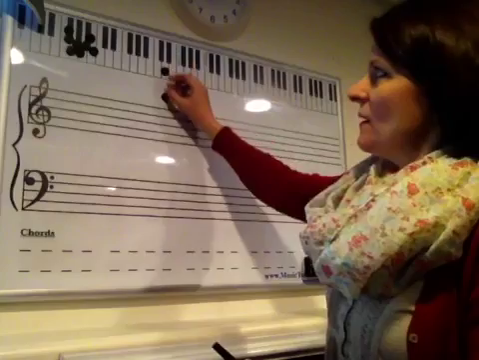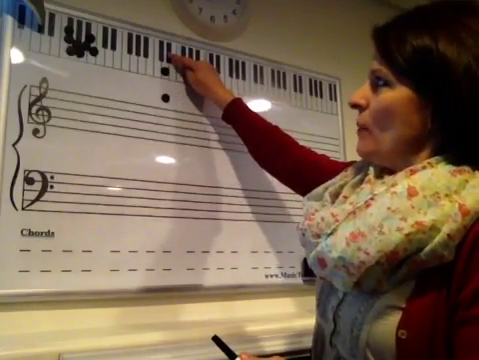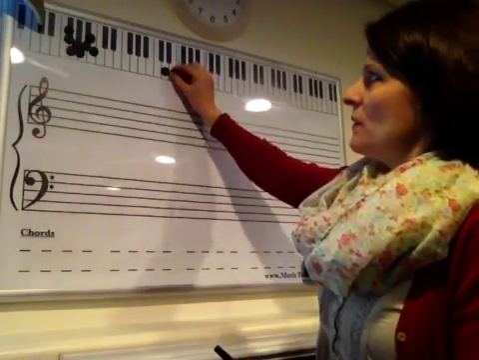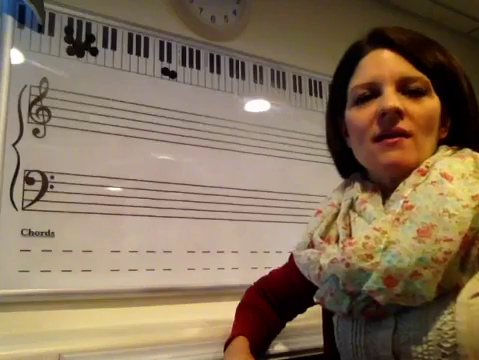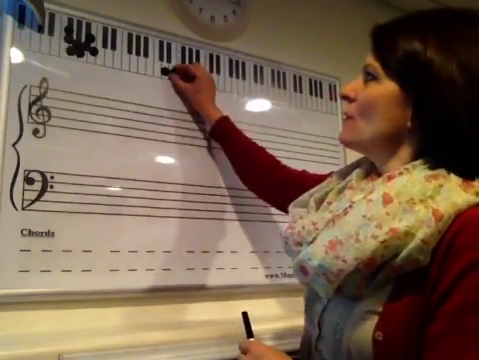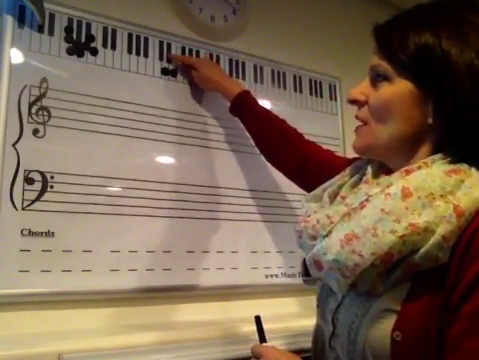So if I begin here on D, go up a half step and up another half step, then I've just created a whole step. You'll notice a whole step always has one key in the middle. There's the middle. There's the key in the middle.